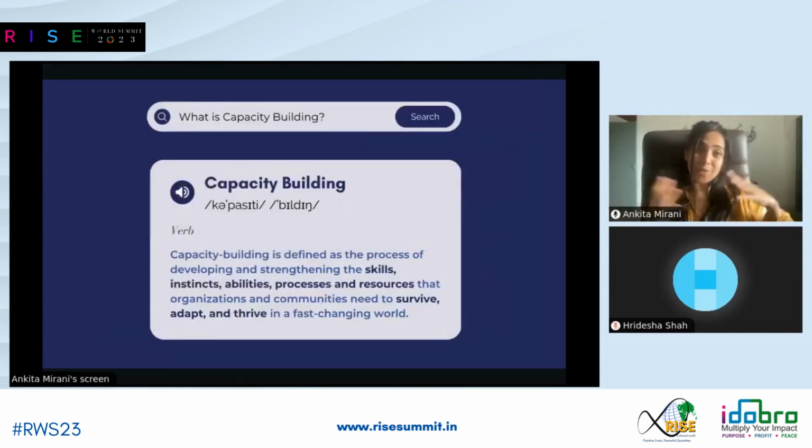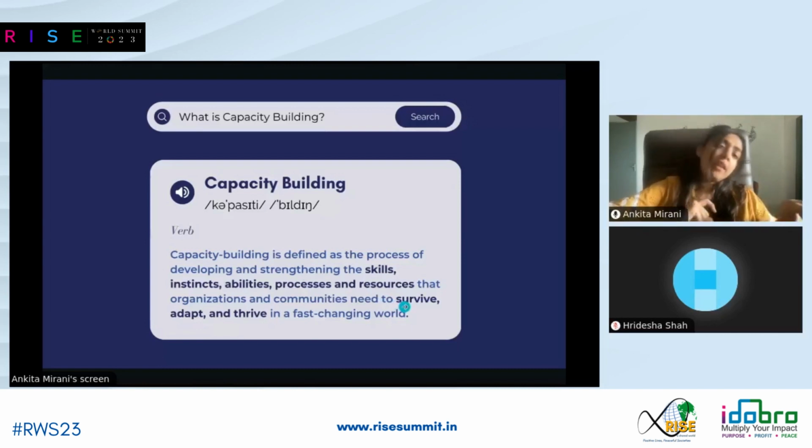Now, back to our topic, which is building capacity for vulnerable and marginalized communities. Let's go back to the basics: what is capacity building? When we think about capacity building right now, you will see a lot of people working on skills and trainings, but even if you look at the definition, it talks about skills, instincts, abilities, processes, and resources. A lot of us touch upon skills, processes, and resources, but we really forget about the instinct part.